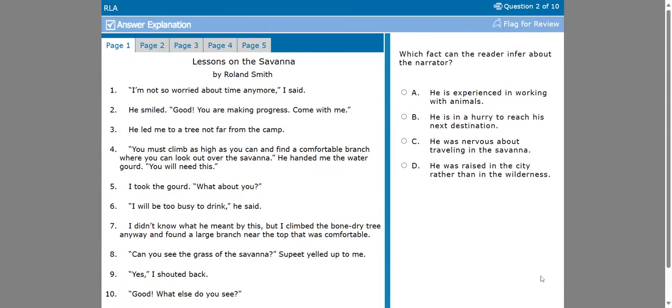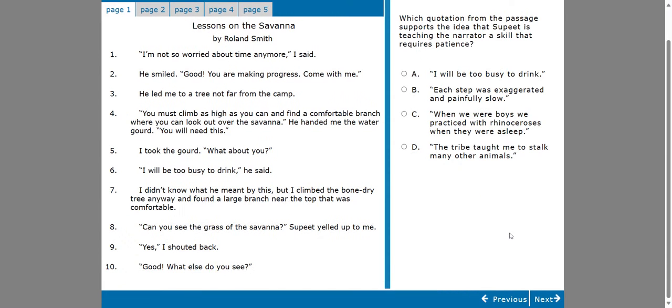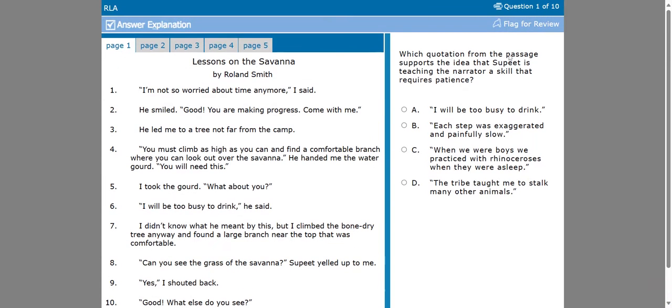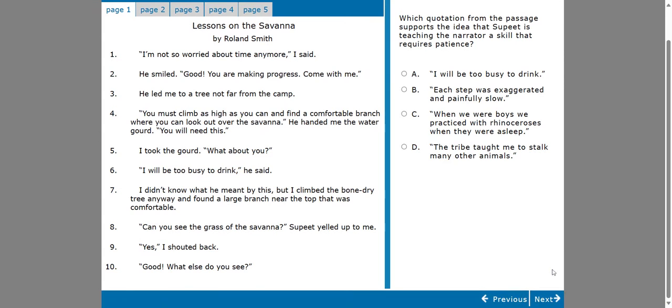So the first question on this one is what I call a text evidence question: which quotation from the passage supports the idea that Supit is teaching the narrator a skill that requires patience? I hope I said that name right. And so showing the text evidence proving that this particular skill requires patience.